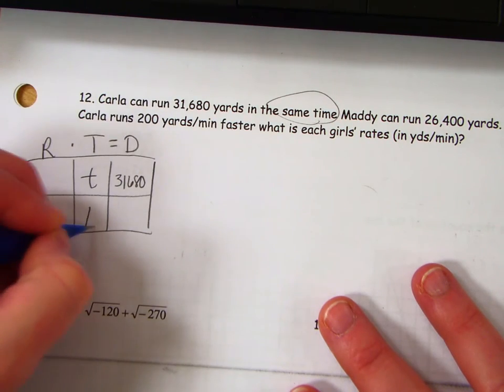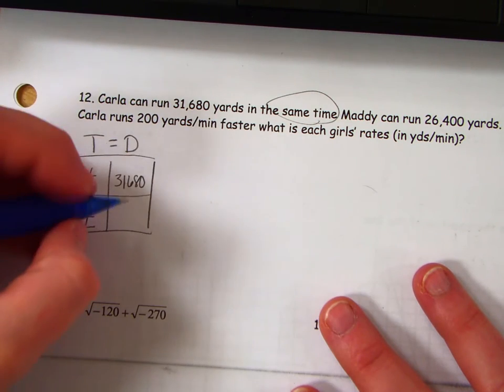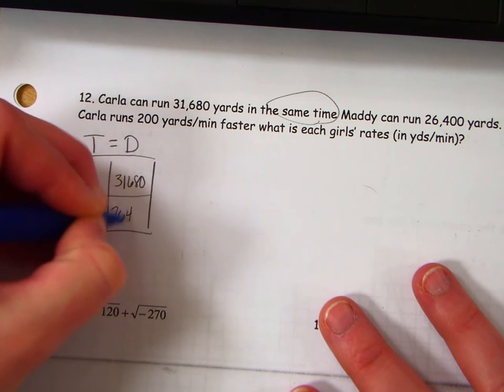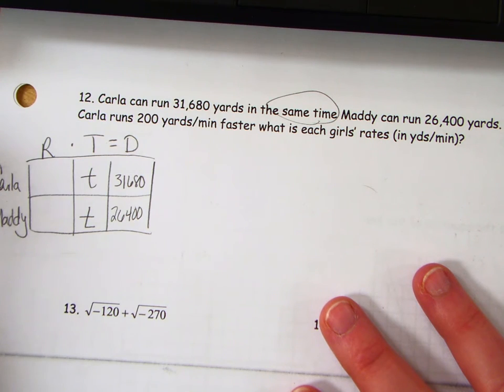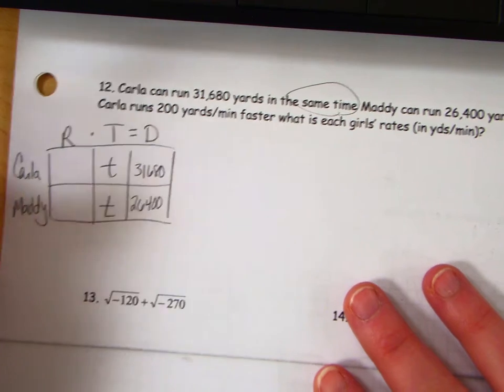Okay, so we have the same time, so we're going to fill in our times as t's. We're going to fill in our distances appropriately. That's how many yards they run. By the way, when you solve this, they both would have to be as fast as like the Flash, so I apologize.